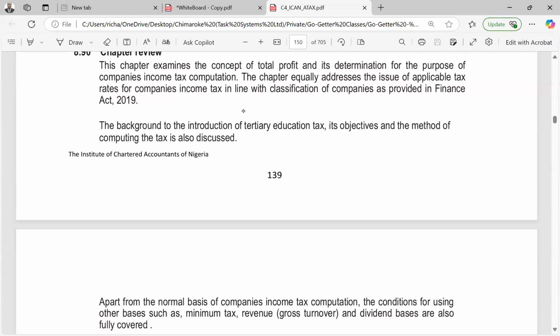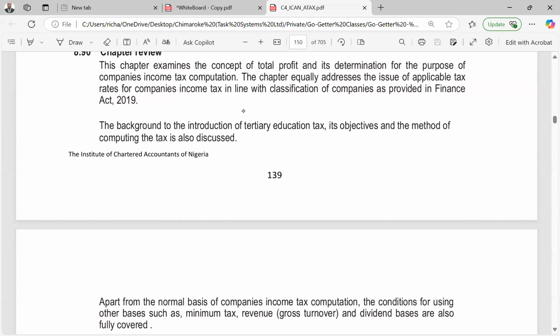Then we have your total profit. The adjusted profit comes when you change from accounting profit to tax profit. So by the time you remove your loss and your capital allowance, it becomes your total profit. So that adjusted profit is still your assessable profit, which is used to calculate your tertiary education tax.